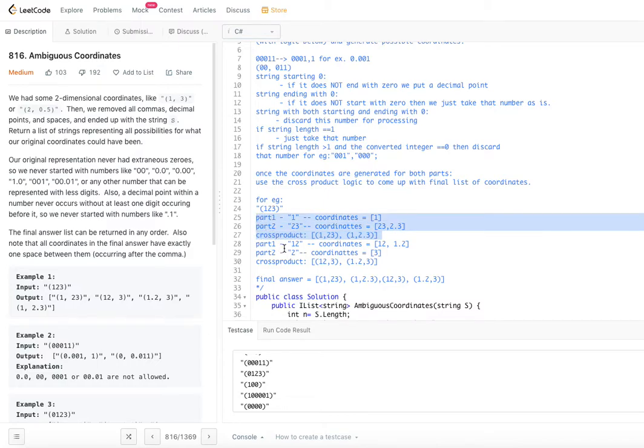Then there is another division possible for 123, that is 12 and 3. For 12, the coordinates are 1.2 and 12. For 3, since it is a single number, we just take it as it is. The cross product is 12 3 and 1.2 3. And we need to merge these two cross products for the final answer. So this is how we are going to solve the problem. Let's go look at the code, how we are going to solve this.